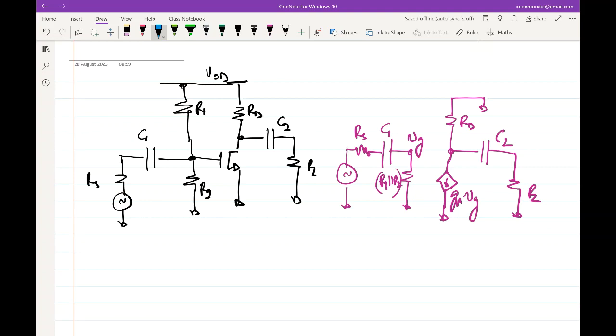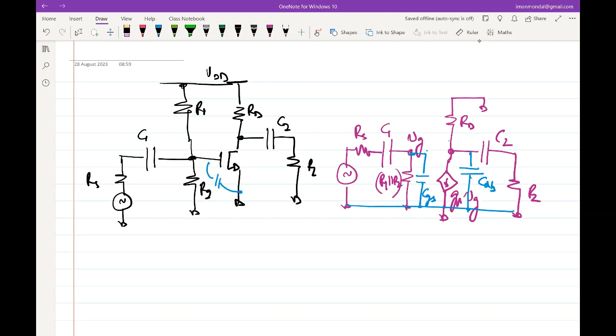The CGS capacitance, for example, is the capacitance between the gate and the source, which in this case will be gate and ground because the source is grounded. We'll have a capacitance here. We'll have a capacitance between drain and bulk, which is grounded, so we'll have a CDB here. And we'll also have a CGD here. We said that we'll consider the effect of CGD later. We were trying to figure out the effect of the other two capacitances to start off.